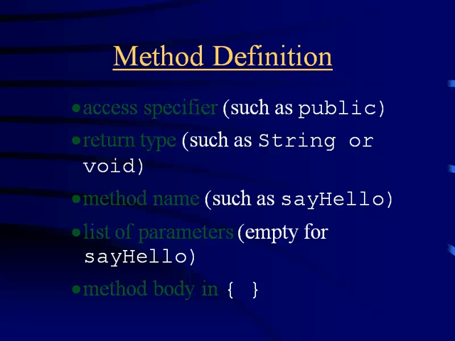Welcome to part 6 of Computer Programming 1. In part 5, we took a look at our first programming assignment and we looked at what methods are and how to implement them to satisfy our programming assignment.